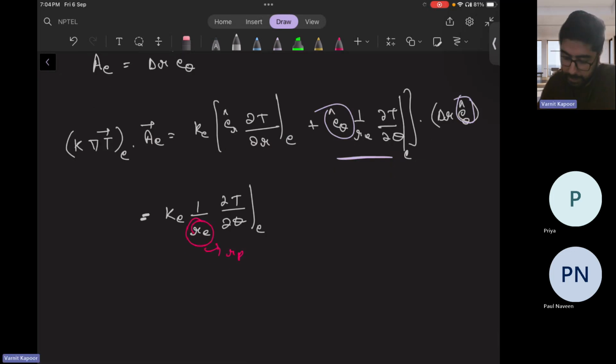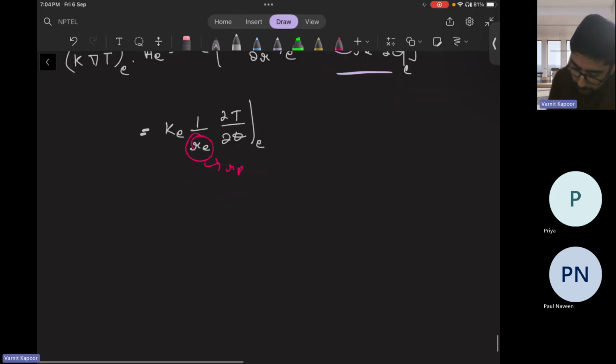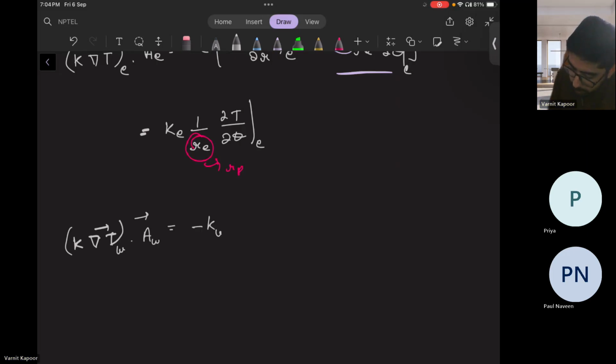Okay. So if east is this, how can I write it in a similar manner? K grad T of west dot A west will be nothing but negative of 1 by R west dou T by dou theta of west.